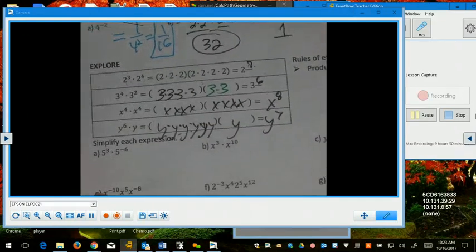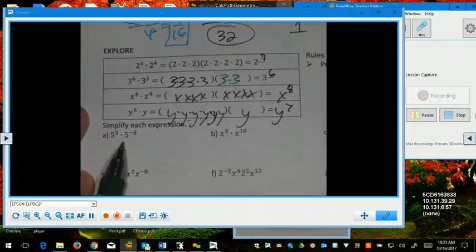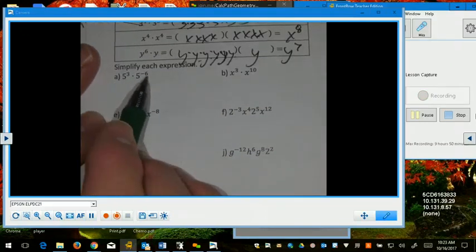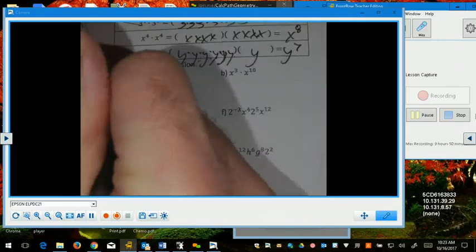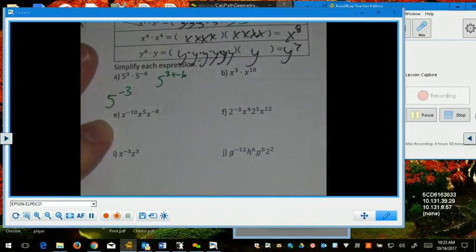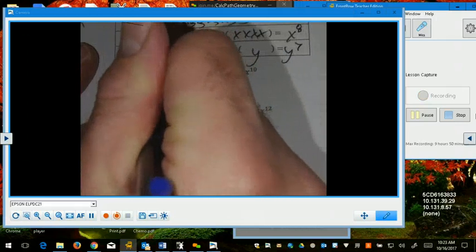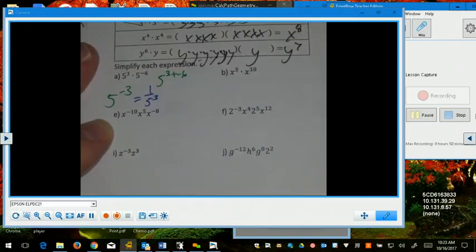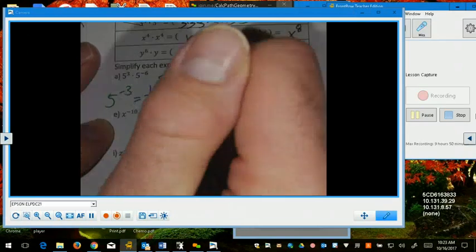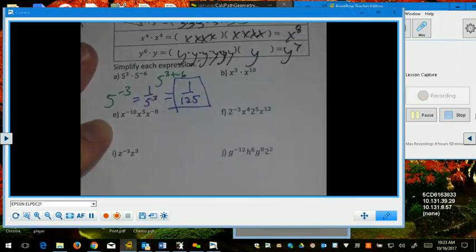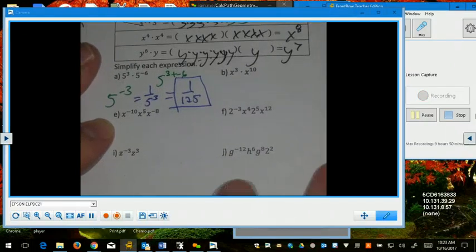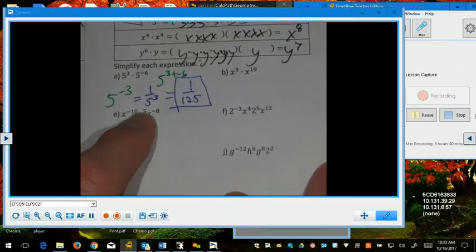So the first one, they both have the same base, so I'm going to put those together. The 3 and the negative 6. That's going to be 5 to the 3 plus negative 6, which is 5 to the negative 3rd. Can I leave my answer like that? Nope. I need to write it as 1 over 5 to the 3rd. And 5 times 5 is 25, times 5 is 125. So it's 1 over 125. I added my exponents. I took the negative exponent, moved it to the bottom, and then I cubed the number.